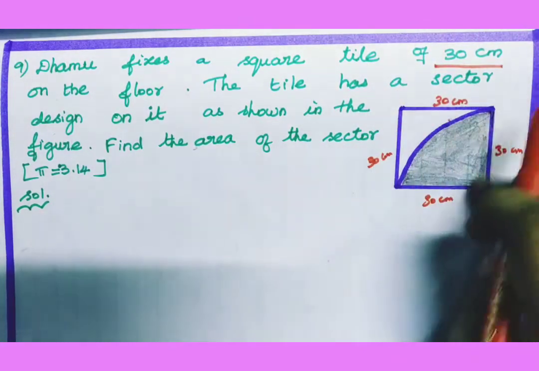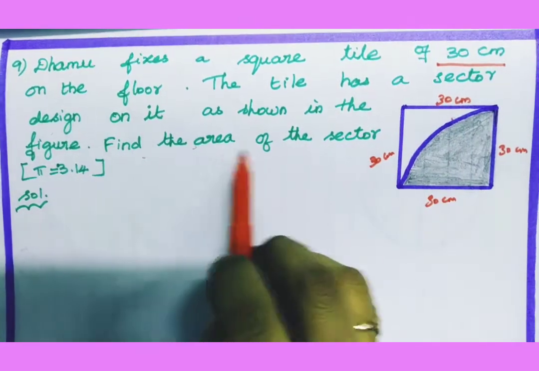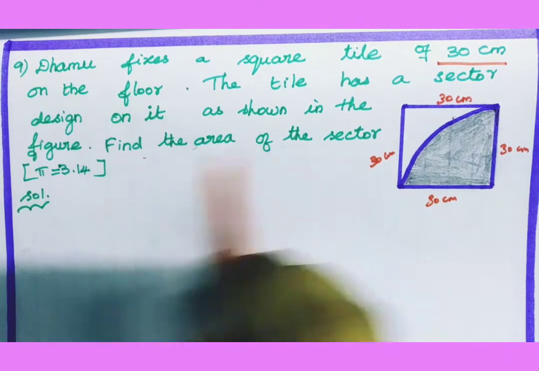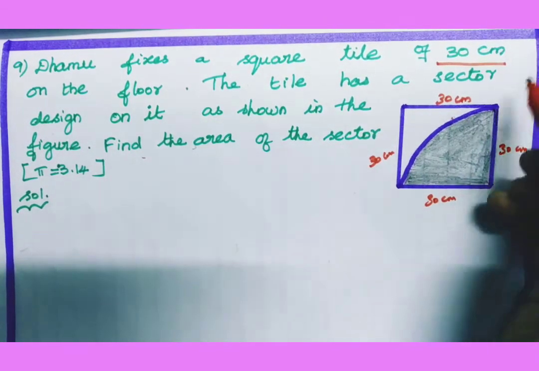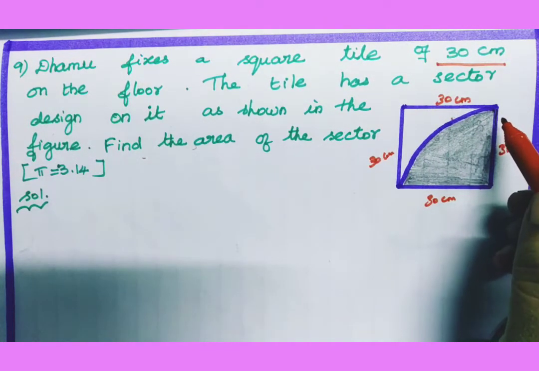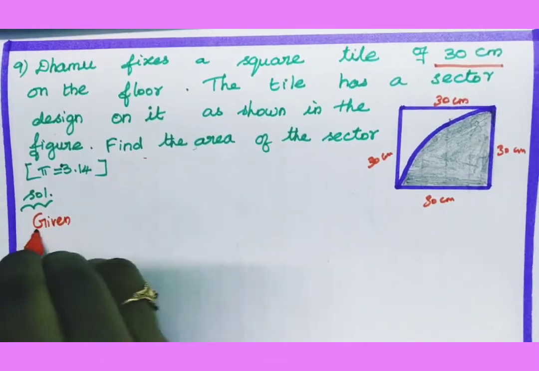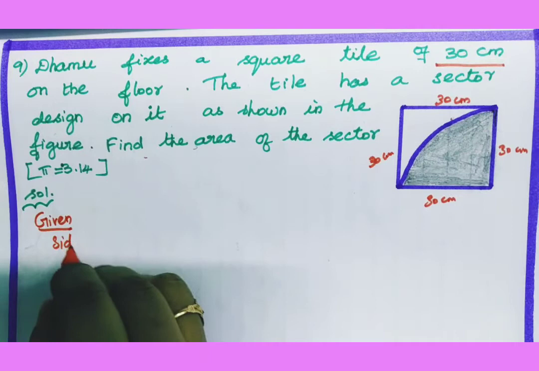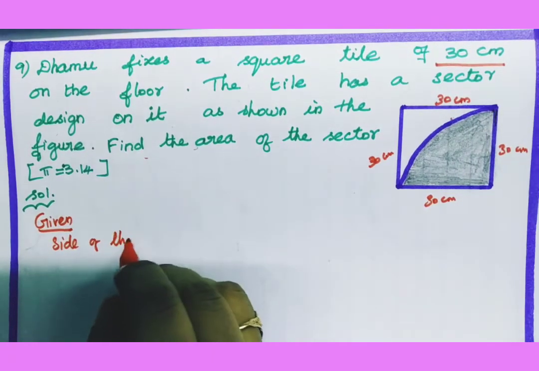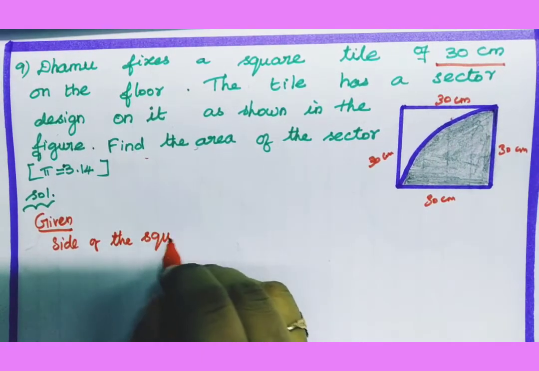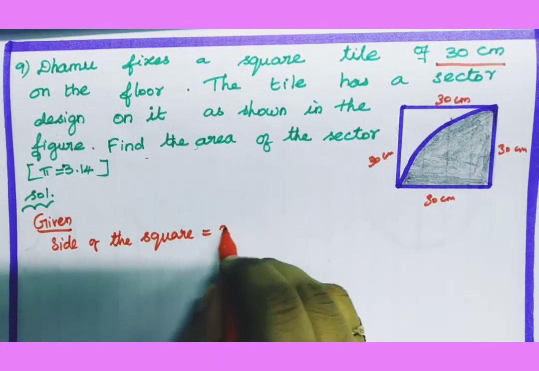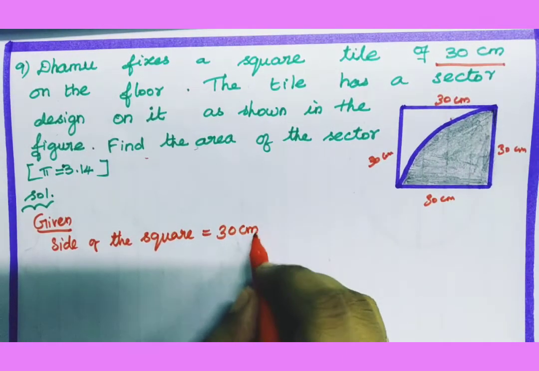So, now I wrote only the values. Find the area of the sector. Pi value is given. The area of the sector is what we want to find out. Okay. First we will write the given. Side of the square is 30 centimeter.